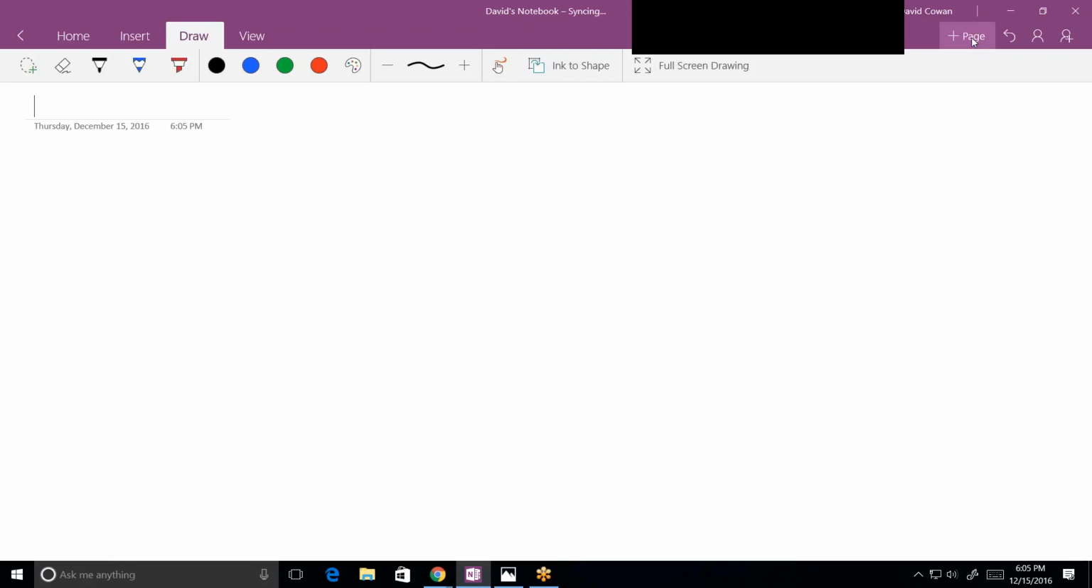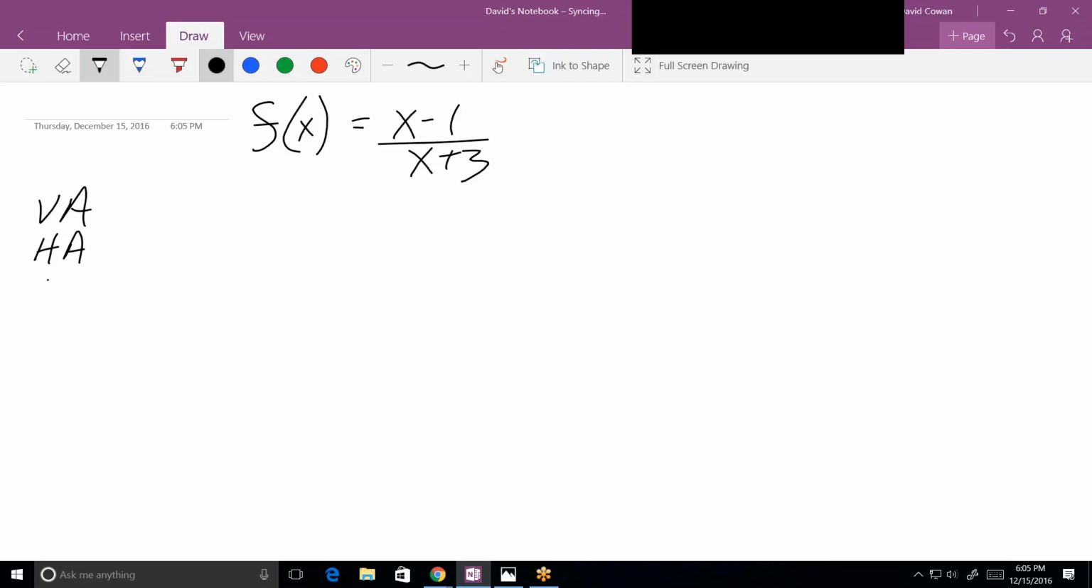The first one is let f of x equal x minus 1 all over x plus 3. You want vertical asymptotes? You want horizontal asymptotes? You want domain? The inverse. Oh, that's it? The inverse and domain and range. Okay.